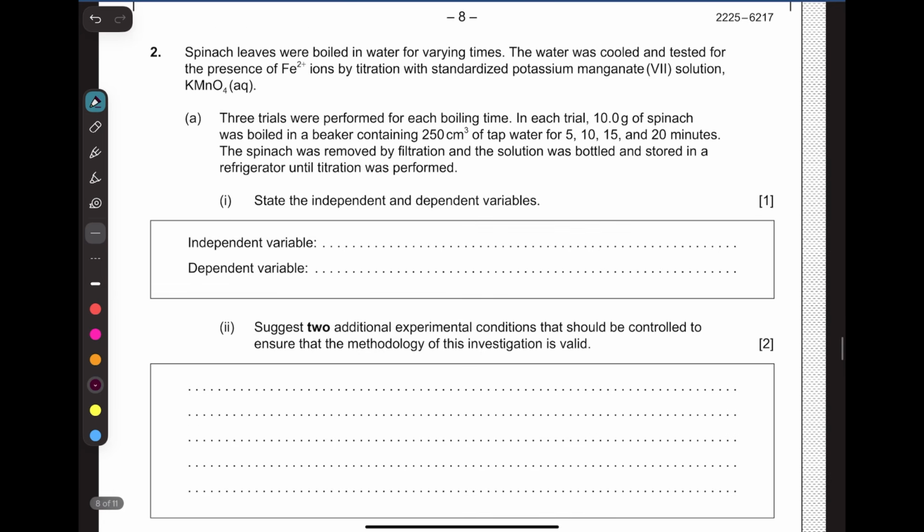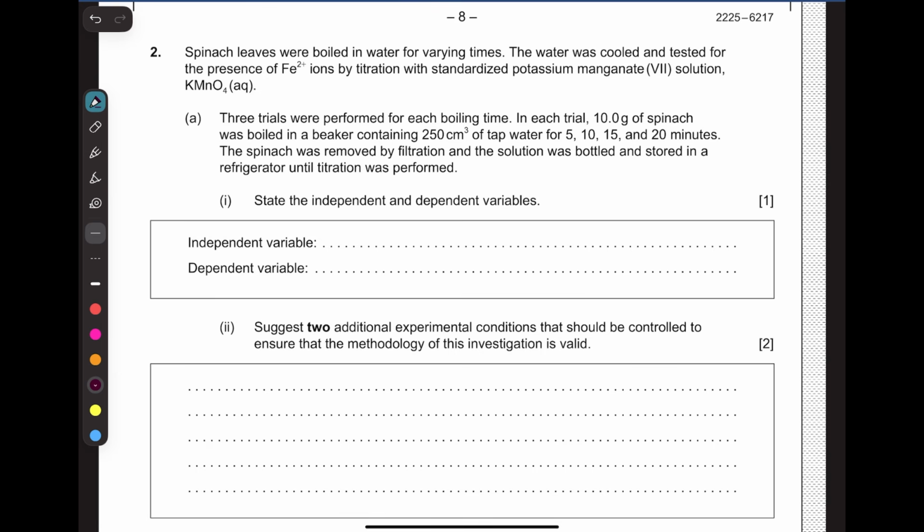Spinach leaves were boiled in water for varying times, the water was cooled and tested for the presence of Fe2+ ions by titration with standard potassium manganate(VII), KMnO4. Three trials were performed for each boiling time. In each trial, 10 grams of spinach was boiled in a beaker containing 250 cm³ of tap water for 5, 10, 15, and 20 minutes. Spinach was then removed by filtration and the solution was bottled and stored in a refrigerator until titration was performed.